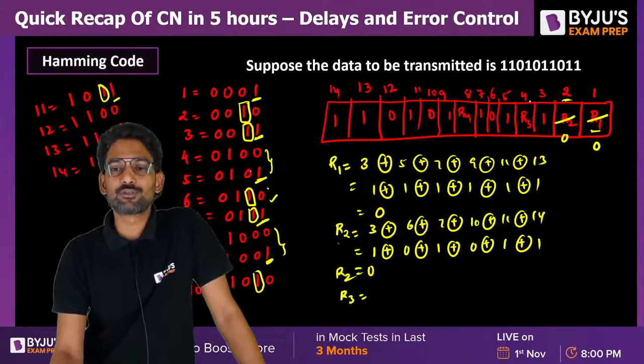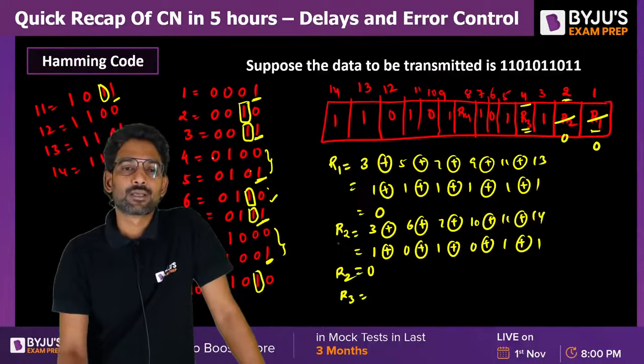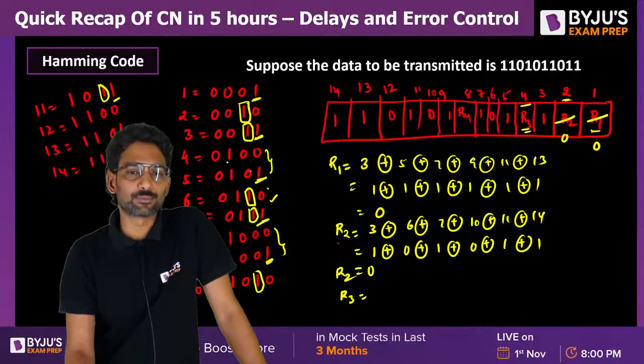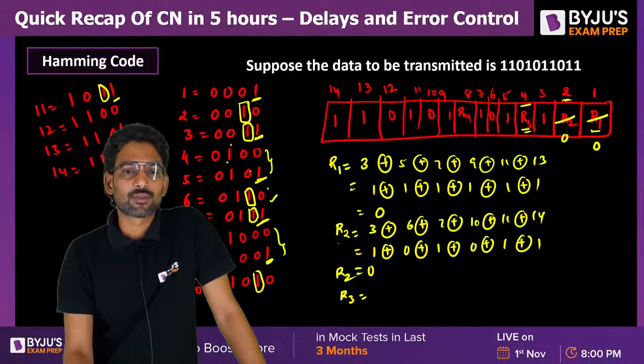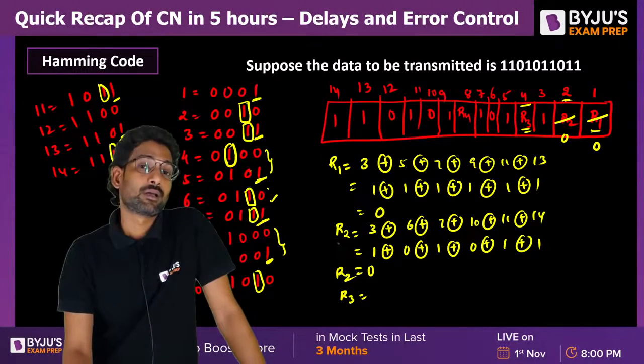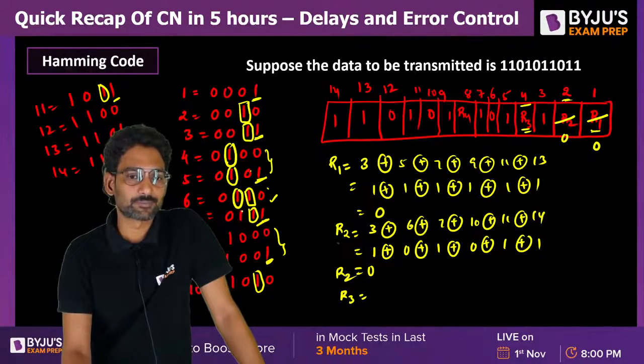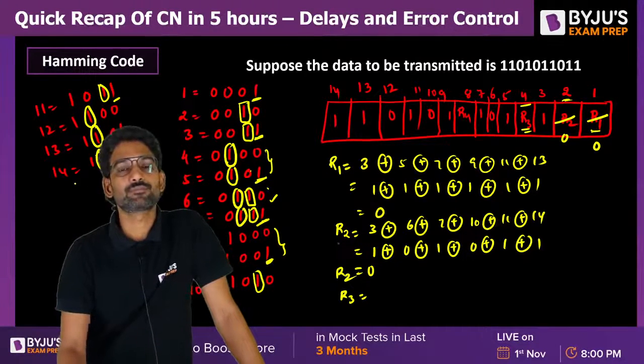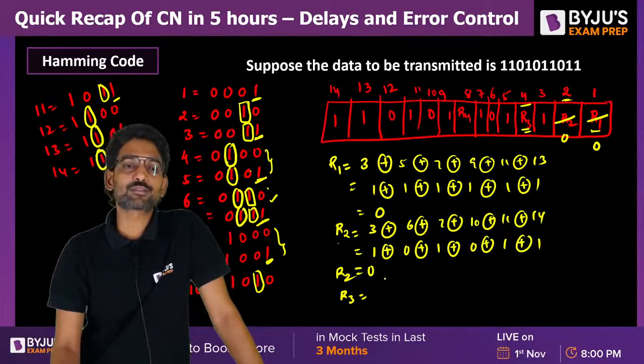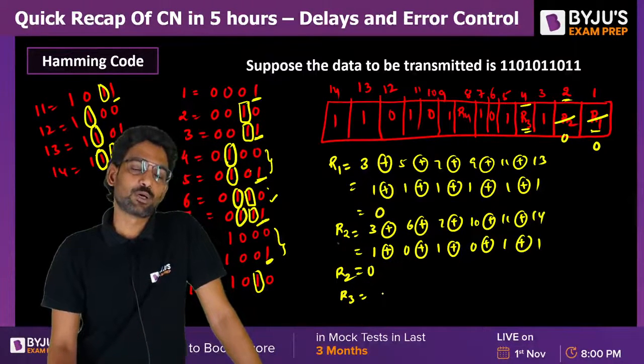Now what is R3? R3 is in the fourth position. So check the binary value of 4. I have 1 in the hundreds place, right? So what others have ones in the hundreds place? Check it. 4, 5, 6, 7, 12, 13, 14. So excluding that 4, include all the others.